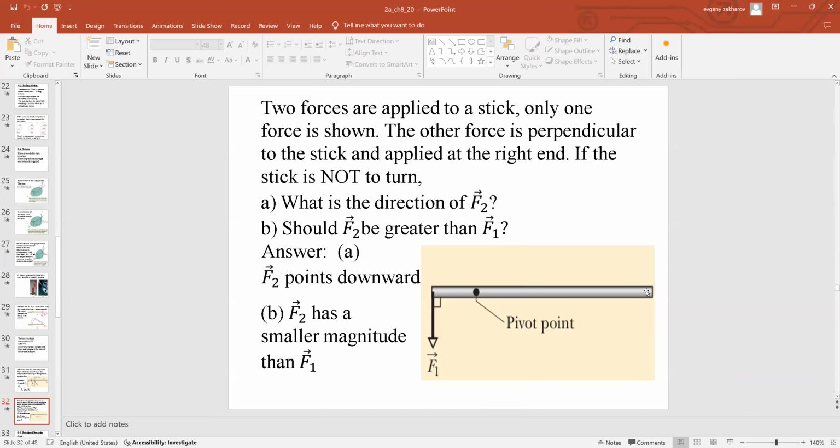And it's force downward because that's how you would produce clockwise direction, which is a negative torque. And F sub 1 produces counterclockwise motion, and that's positive torque. So F sub 2 points downwards for the opposite direction of a torque, and it has less magnitude because it has greater moment arm, or you say lever arm.